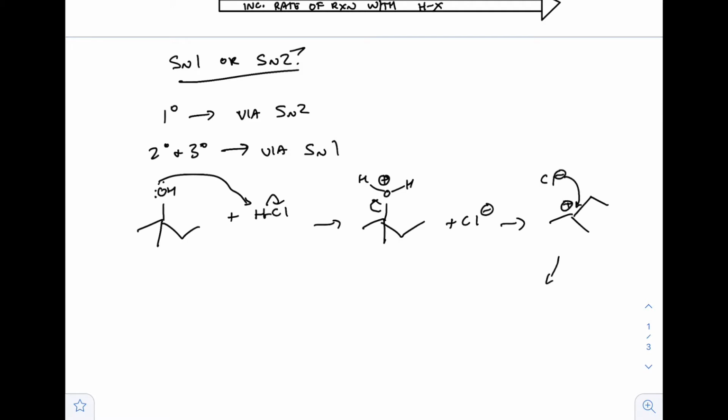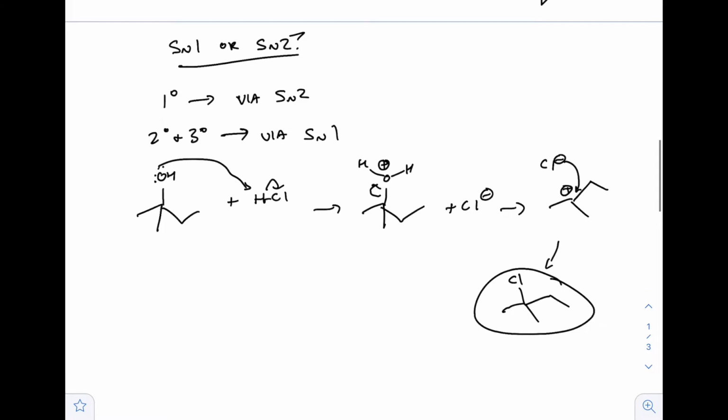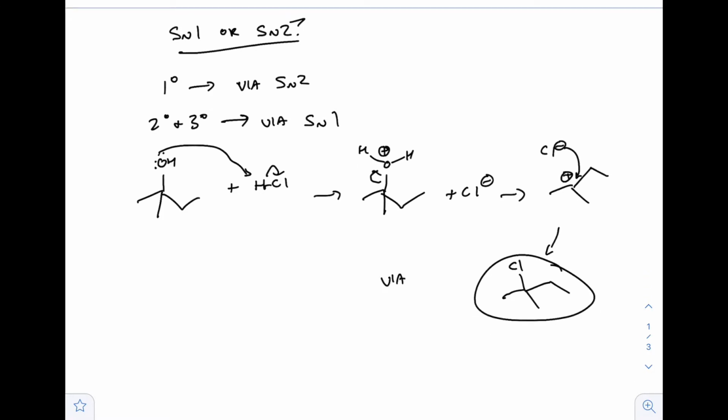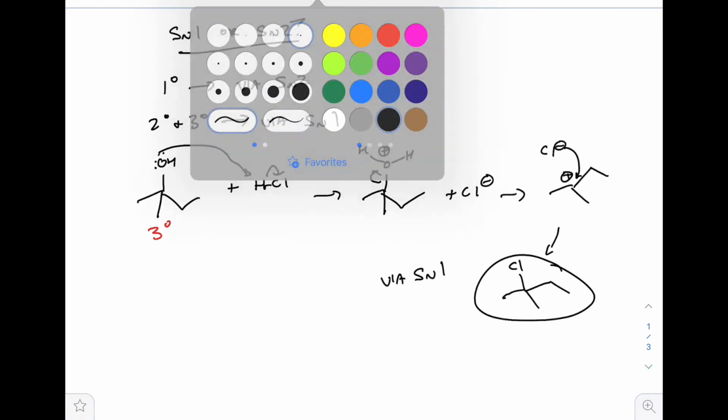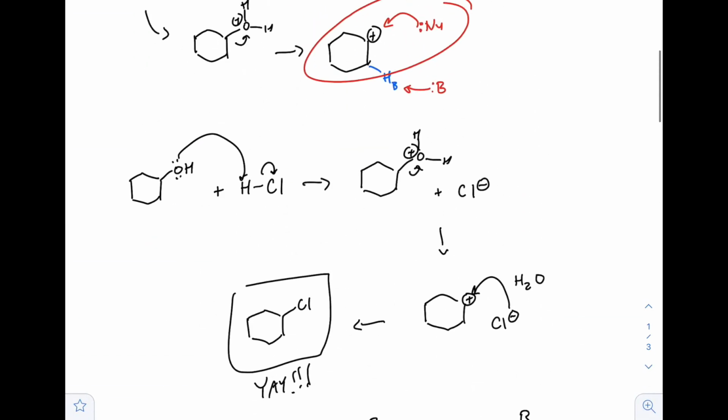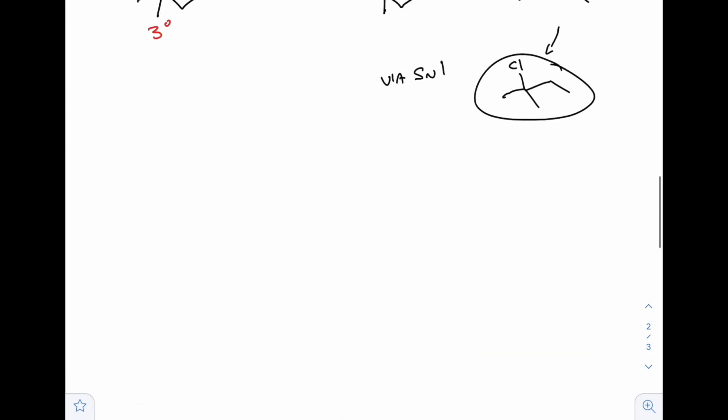But the question really is, can you form that carbocation intermediate? And in this case, you can, because it's tertiary. That chloride can come along and attack to form that new alkyl halide via an SN1 reaction. So that was a tertiary alcohol, and so that's why we can do this. This one right here was a secondary, and that also went via an SN1 reaction.